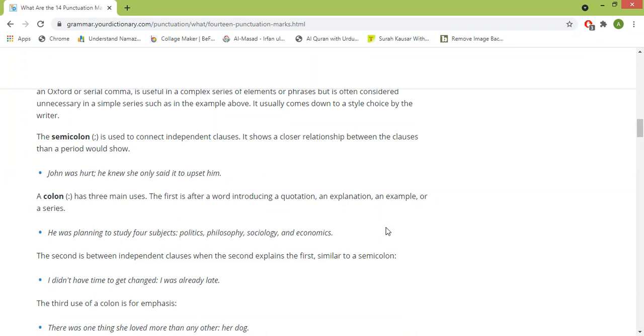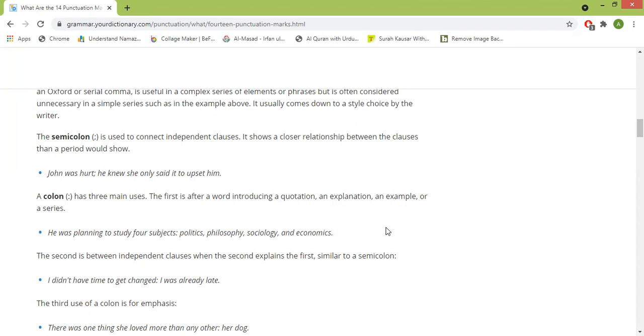He was planning to study 4 subjects. So we are going to define something, we are going to explain something after the sentence, so we put a colon for that. He was planning to study 4 subjects: politics, philosophy, sociology, and economics. Here we use commas as well because we have added a list of elements. So when we are going to explain something, we will use a colon.